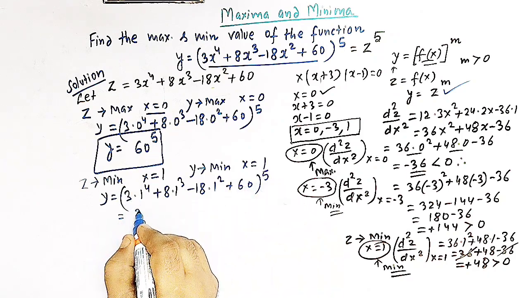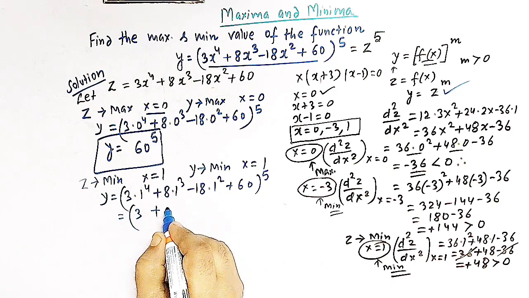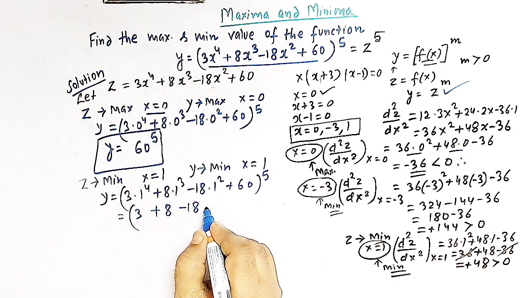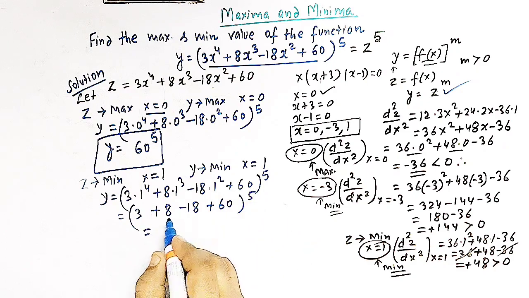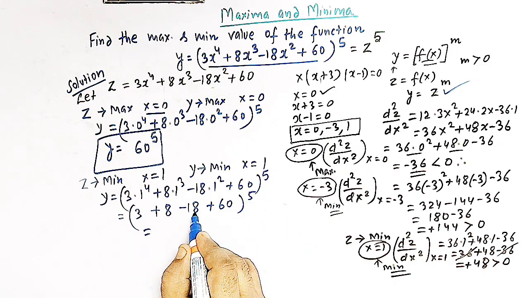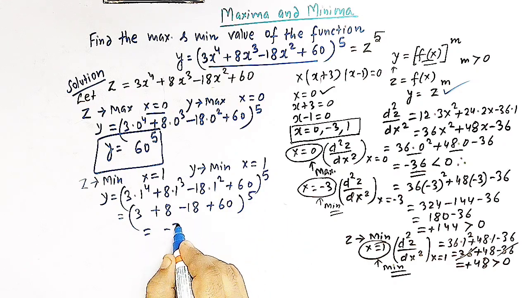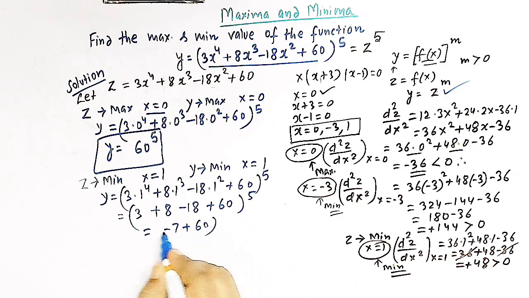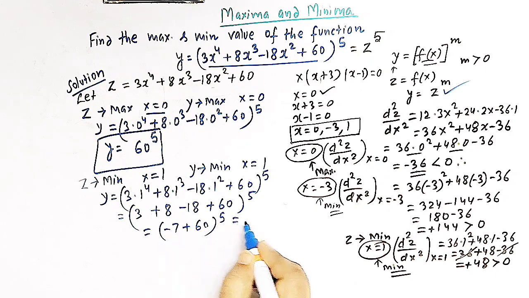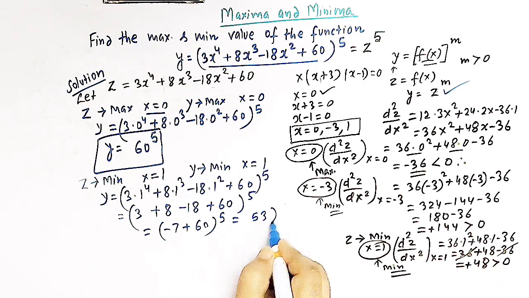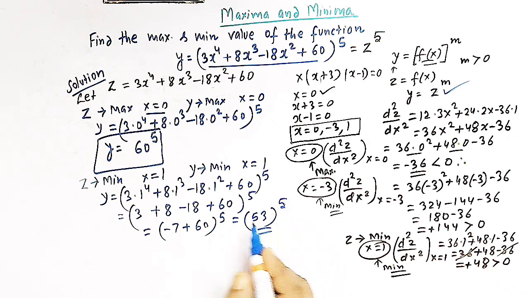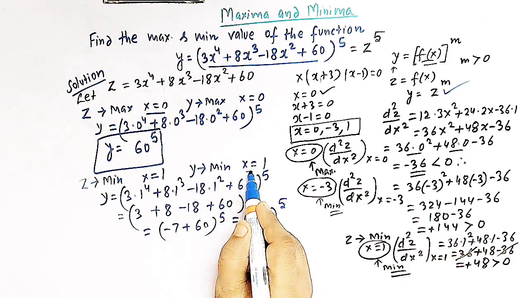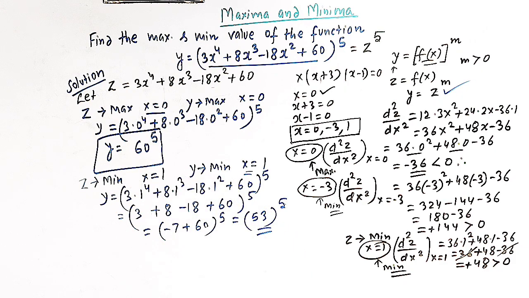So here we have 3, this is 8, this is minus 18 plus 60 raised to 5. So this is 11, 11 minus 18 is minus 7 plus 60 raised to 5. So we have 60 minus 7, that is 53. So 53 raised to 5 is the minimum value of y at this point x is equal to 1.